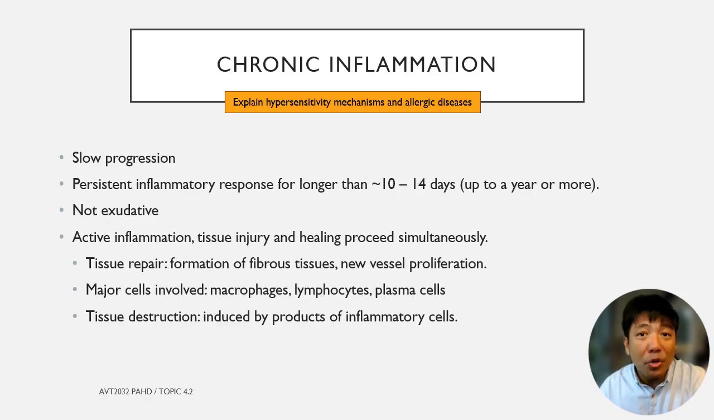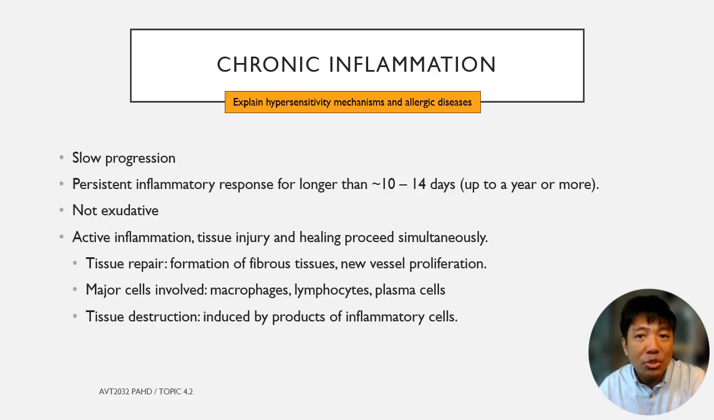An overview of chronic inflammation. Chronic inflammation is categorized by a slow progression that persists beyond the usual 10 to 14 days of acute inflammation. And in some cases, it can last for many years. Unlike acute inflammation, it is not exudative, meaning it doesn't involve significant fluid leakage from blood vessels. Instead, tissue injury and repair occur simultaneously.